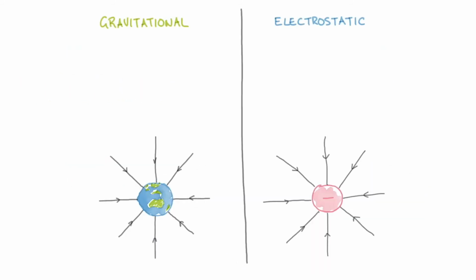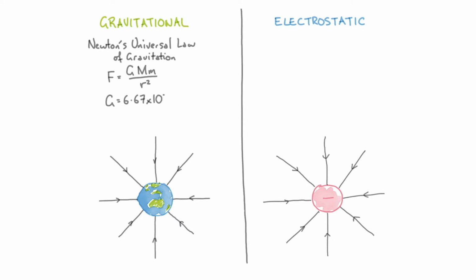Okay, let's now look at the laws that govern gravitational forces and electrostatic forces. These are the two really big rules that we're going to learn in fields. The first is the law between masses, which is Newton's universal law of gravitation. Newton came up with this in the 17th century, and its force equals G, which is a constant, times the two masses, m and little m, on r squared. G is just a constant of proportionality. It's 6.67 times 10 to the minus 11 Newton meters squared per kilogram squared.